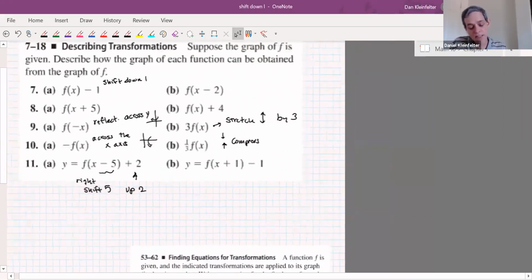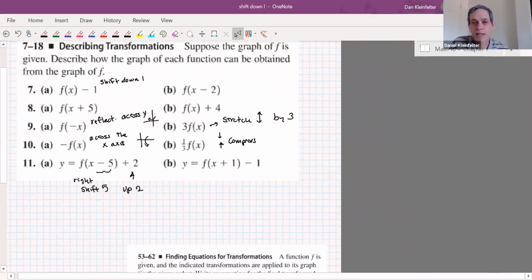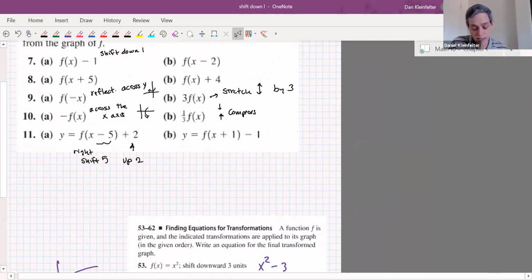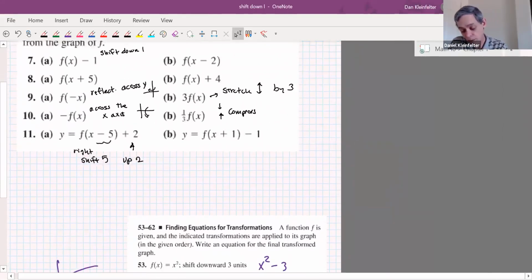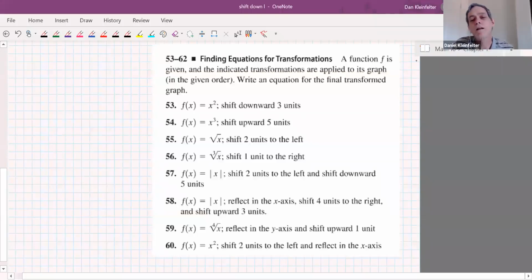All right, so a couple of examples where we look at some transformations based on looking at the formula. In these next couple of examples, we're given a particular function f of x, and we want to apply a stated transformation to the function and write down the resulting formula. So let's try a couple of these. So 53, we're to take the function x squared and shift it down by 3 units. So that would be x squared minus 3.